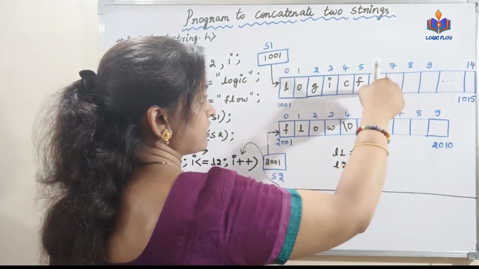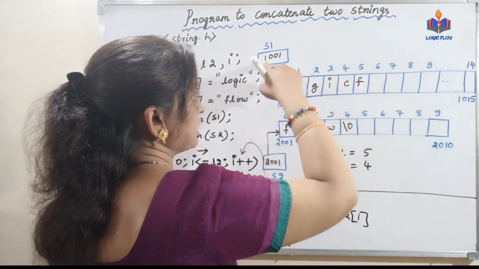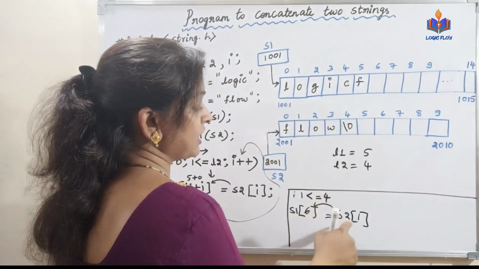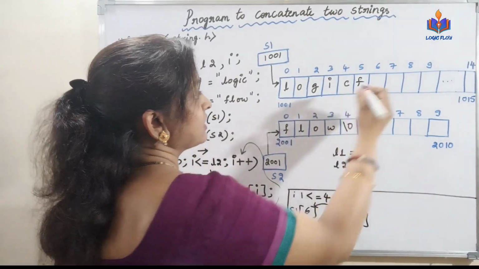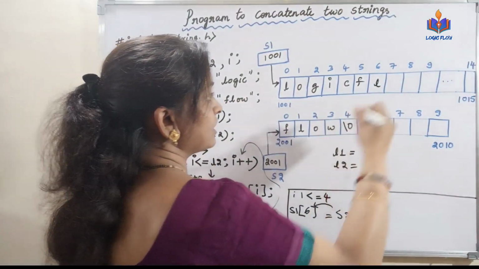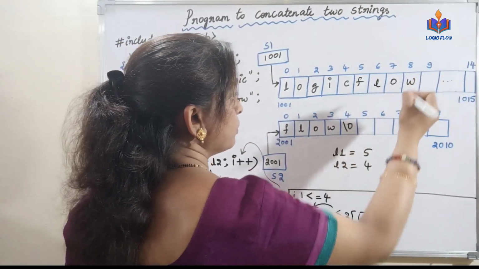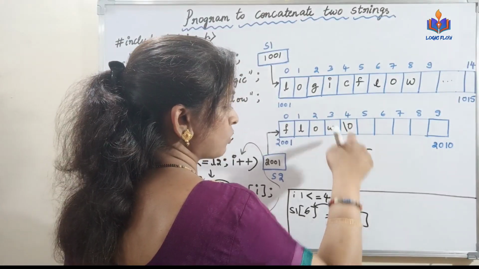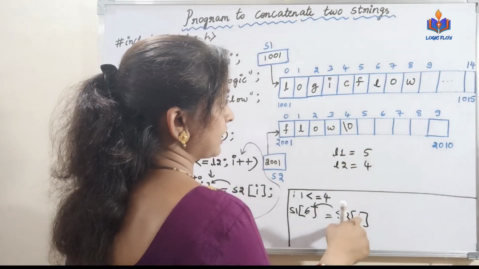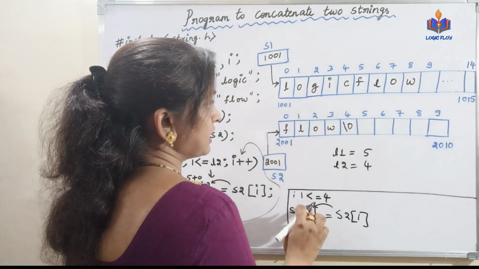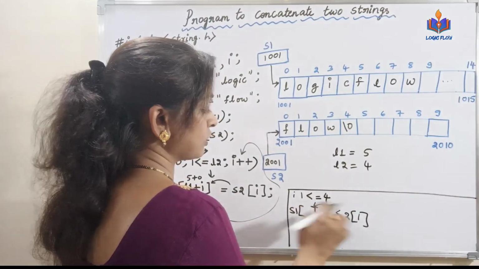So S1 of 6. See, it is coming here. S1 of 6, I should get S2 of 1. It is L. It goes on like this. O, W. Then again I'll come to this position also. S2 of 4, that is null character. Even that will be transferred, it goes on. See here, I'll tell you.